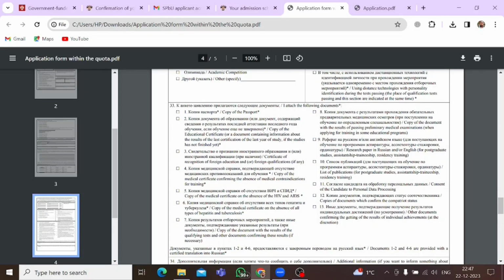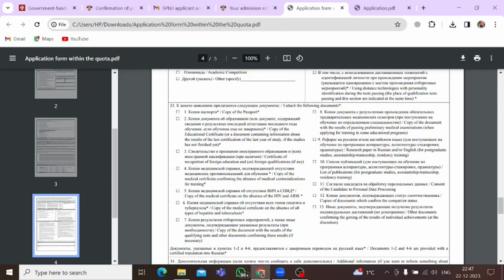Number four, copy of medical certificate, yes, you are ticking this. HIV, you're ticking this because those are the documents you've submitted, so you need to tick them. Number six, medical certificate for absence of all types of hepatitis, yes, you're taking this. Number eight is for those applying for medicine, nursing, dentistry, pharmacy.